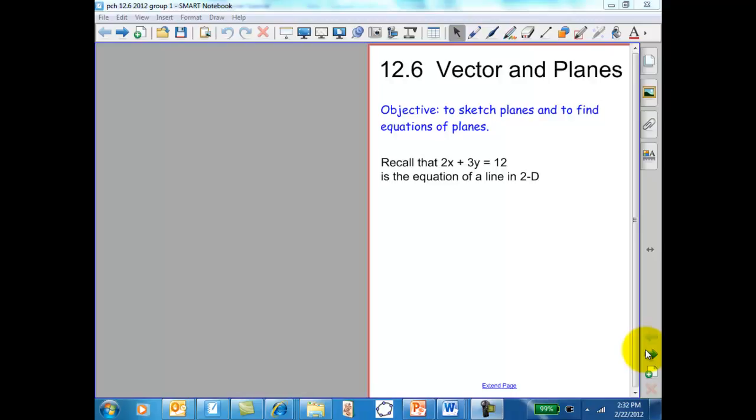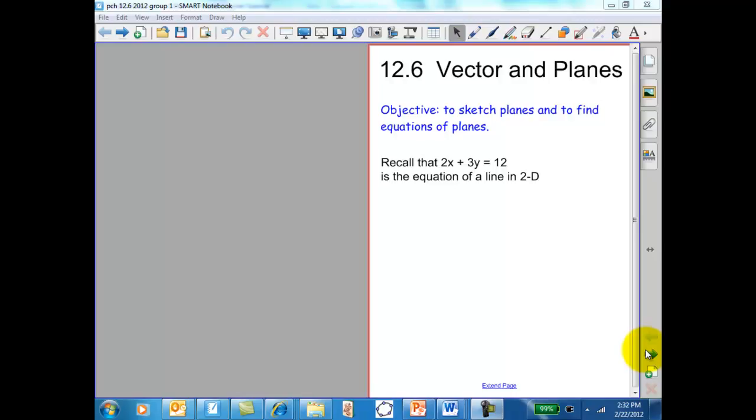What are the 2 easy points to plot when you're doing a line? The x-intercept, which is something comma 0, and the y-intercept, which is 0 comma something, right? So you can just plug x equals 0 in the equation, plug y equals 0. Now with planes, we can find these points where the plane intercepts the axes, and that's what we're going to focus on.